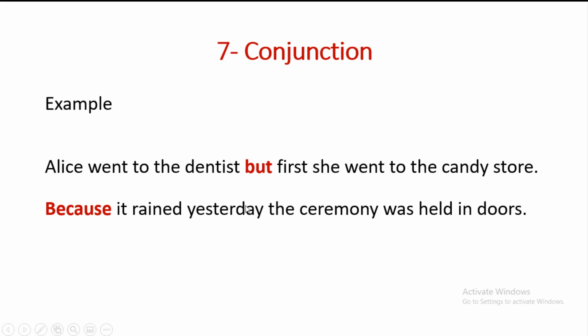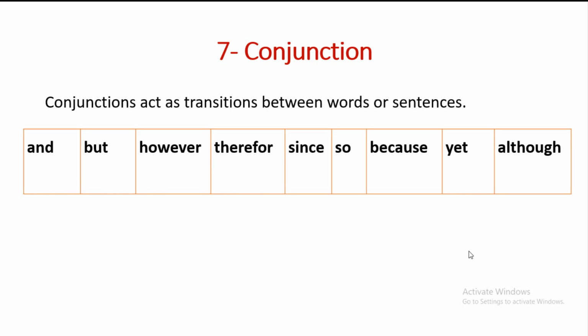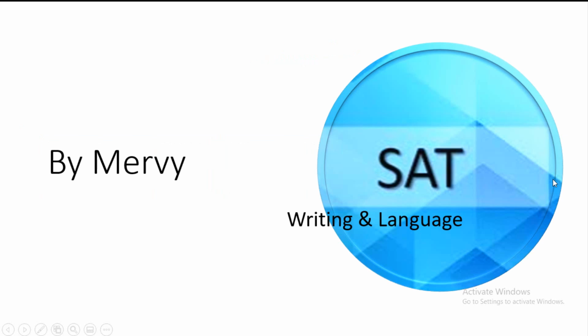Because it rained yesterday, the ceremony was held indoors. All right? So conjunctions act as transitions between words or sentences, between ideas. Okay. Examples of conjunctions are and, but, however, therefore, since, so, because, yet, although. All right.